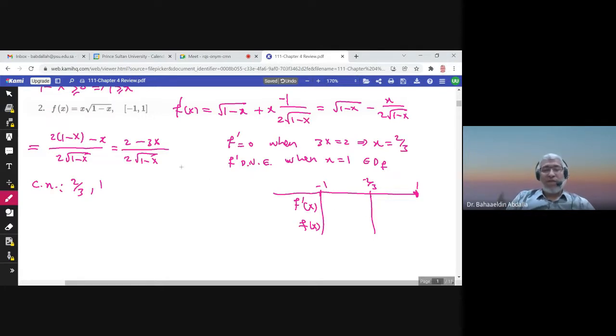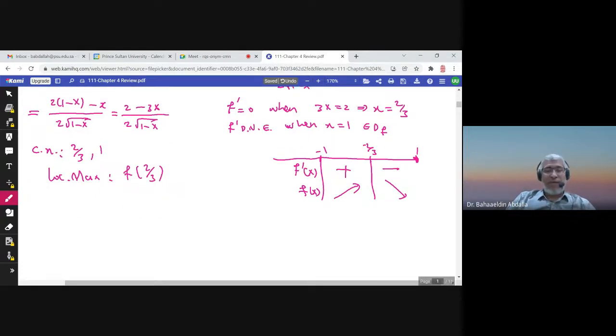Well, this is f prime. If I put a number greater than 2 over 3, say 10, for example, then 2 minus 30 is negative. So f prime is negative here. While if I choose a number between negative 1 and 2 over 3, say 0, for example, it would be positive. So it's increasing here and decreasing here. And I have a local maximum at f of 2 over 3 would be a local maximum.